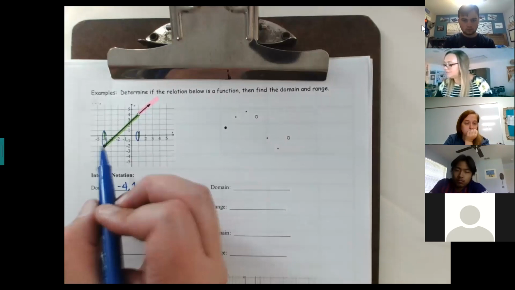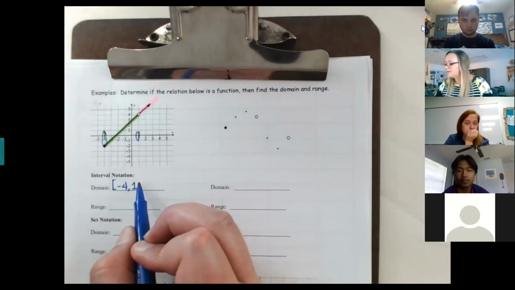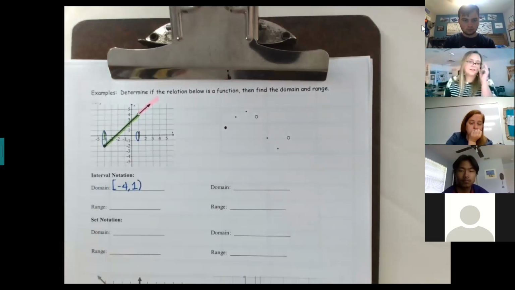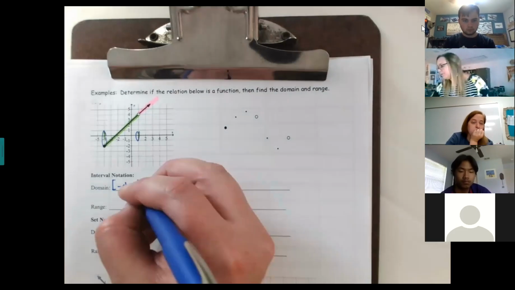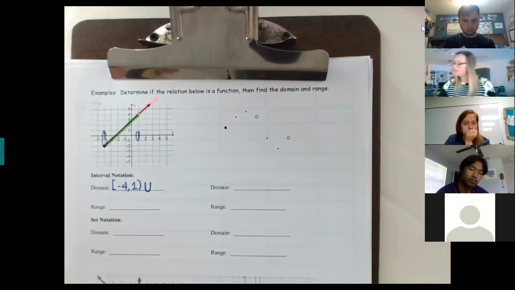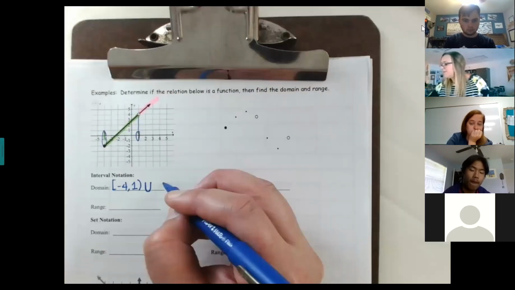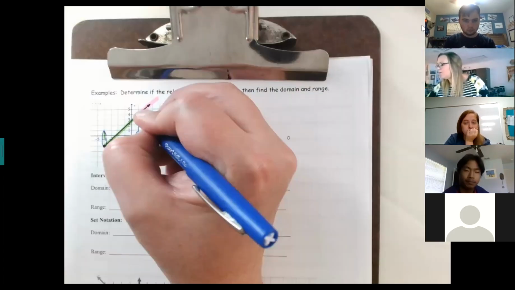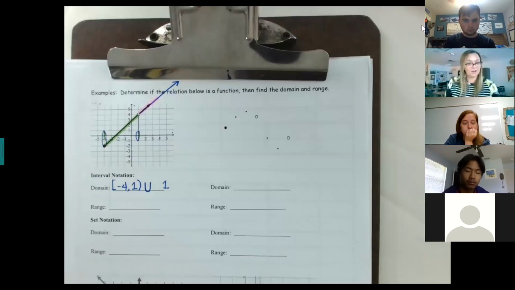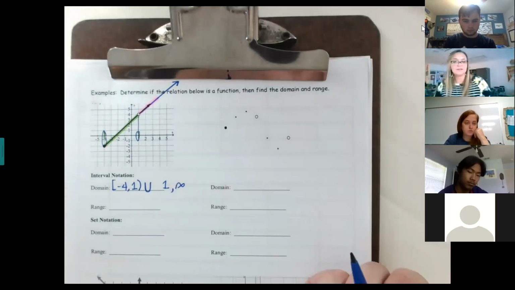-4 I see was closed, but 1 I see here was open. So I'm going to give it a parentheses. Okay, then remember, if I have another section, I put my little U, and then I'm now going to do the pink section. So I'd be like, okay, well, where does the pink line start? So it starts here at 1, but then if it keeps going and going forever and ever, because I have an arrow, then I would say that moves forward all the way until infinity.